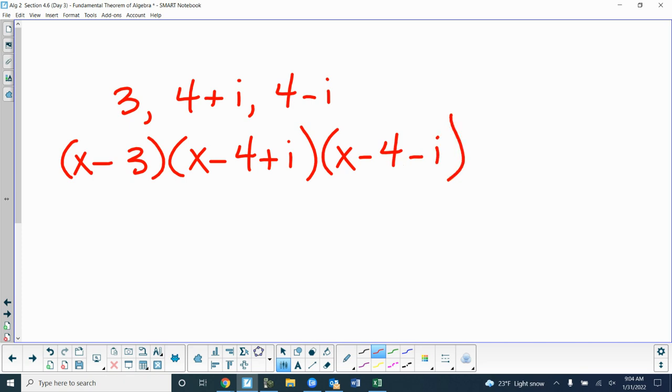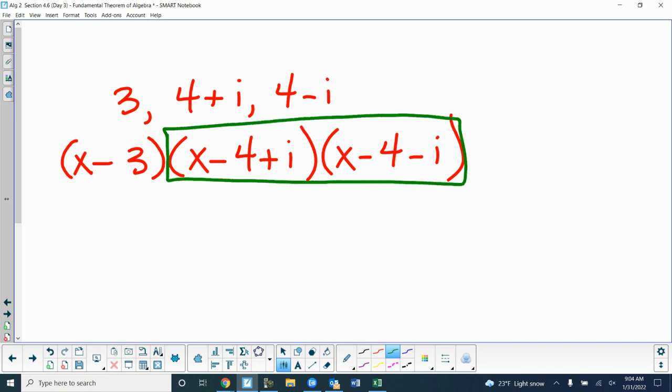Okay? You're given the zeros. To turn them into factors, you just put x minus in front of them. That's all I did. Okay? Now, you have to multiply these two together first. That way, what's going to happen to the i's? They go away. They'll go away for you.